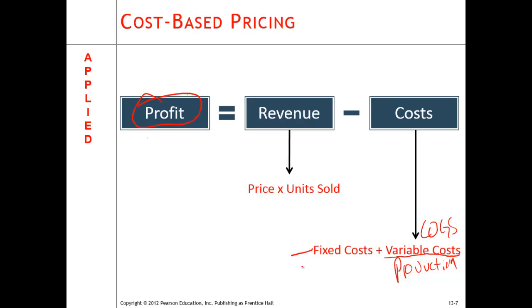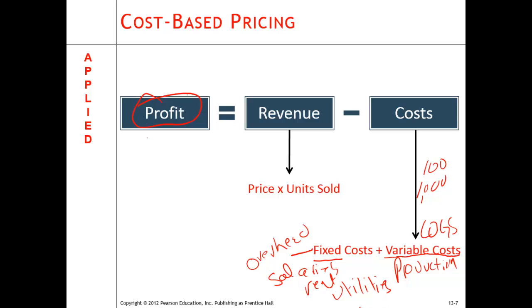Your fixed costs stay the same whether you purchase or produce 100 units or 1,000 units, whereas your variable costs will change with the number of units produced. Your fixed costs stay the same, hence the term fixed. Fixed costs are also known as the firm's overhead and include such expenses as salaries for employees, rent, utilities, etc.